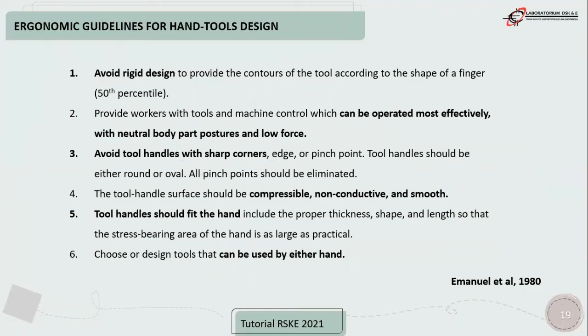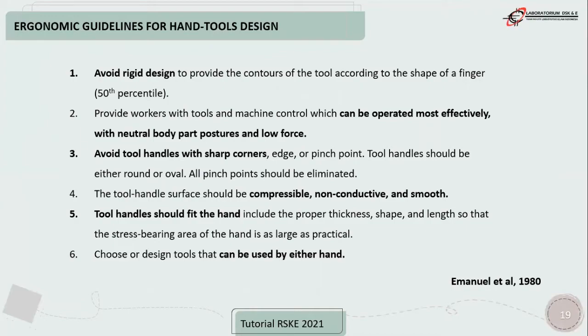Okay, we will move to ergonomic guidelines for hand tools design. For the first, avoid rigid design; provide the contours of the tool according to the shape of the finger. The second is provide workers with tools and machine controls which can be operated most effectively with natural body parts, posture, and low force. The third is avoid tool handles with sharp corners. Of course, it will be dangerous.